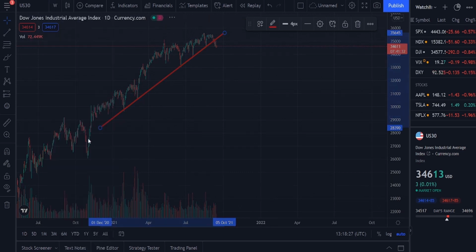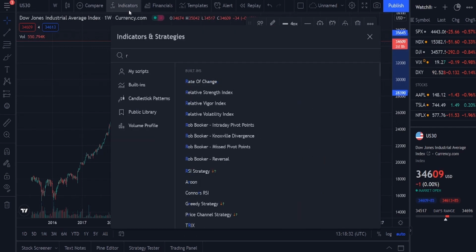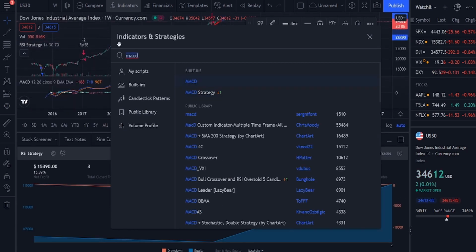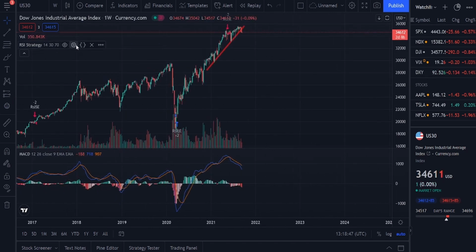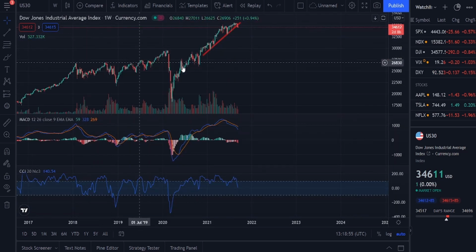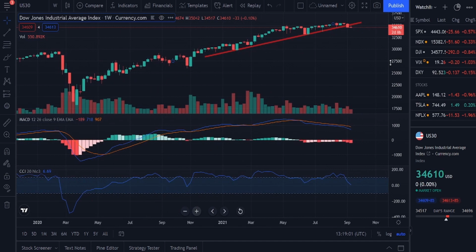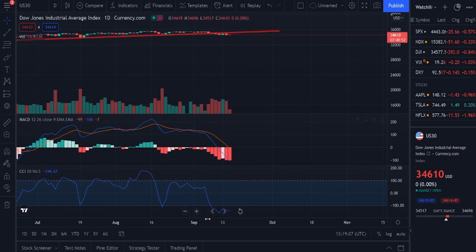No, but if we take a look at the weekly chart and maybe add some indicators as well. So that's the MACD. This is something that we don't need at the moment. If we zoom in a little bit. So this was the weekly, this is the daily.